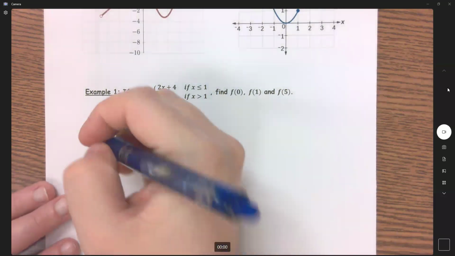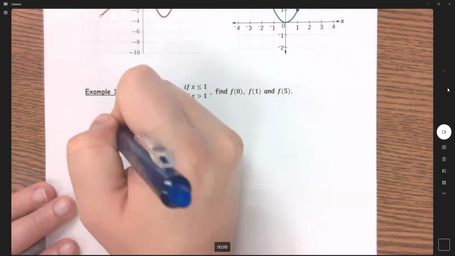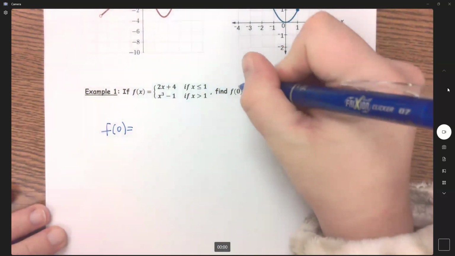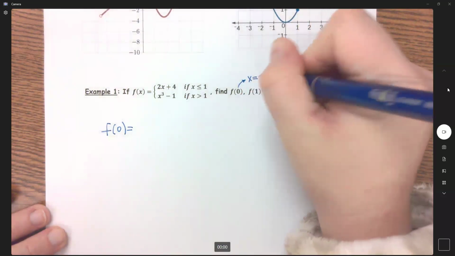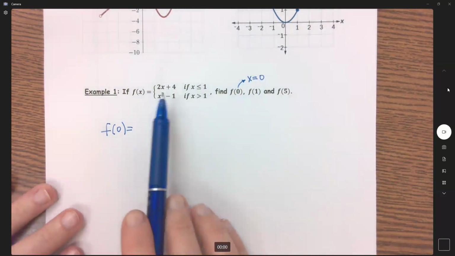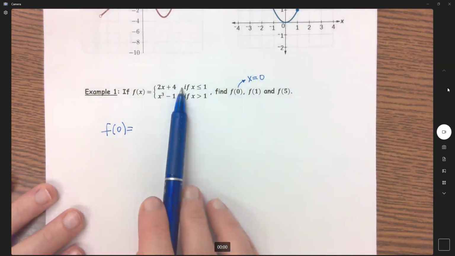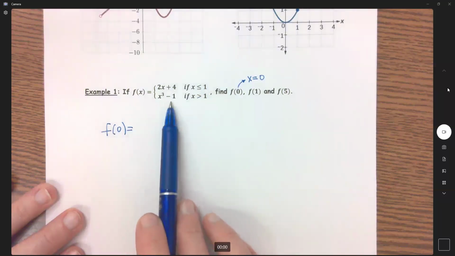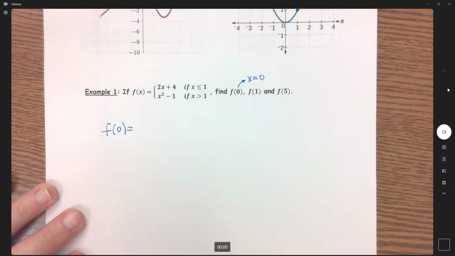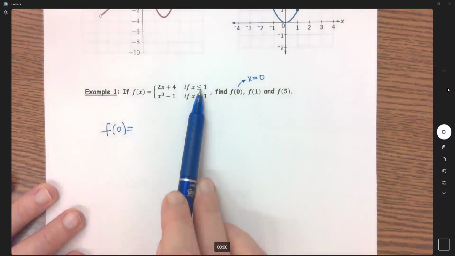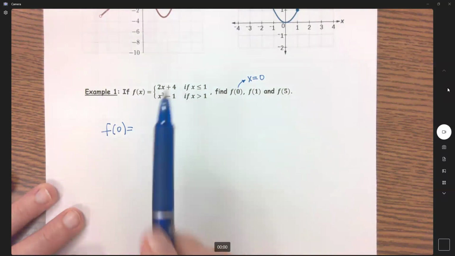So starting with f of 0, this simply means here that x equals 0. Which function do I want to use on this piecewise function? Do I want to use the top one? Is my x less than or equal to 1? Or do I want to use this bottom function? Is x greater than 1? Because my x is 0, that means x is less than or equal to 1. I want to use my linear function here.